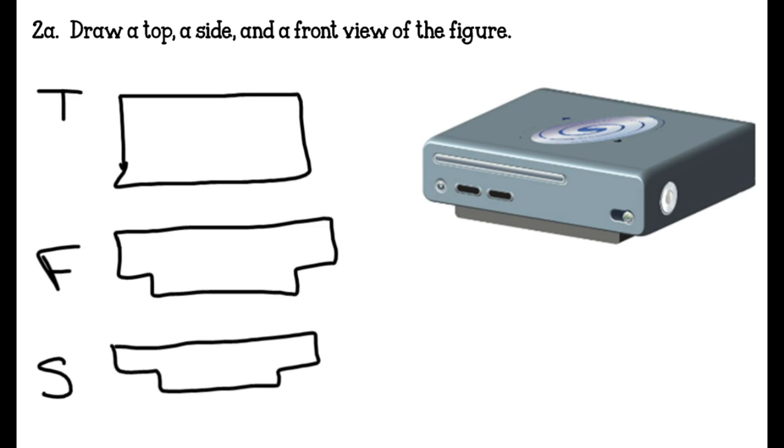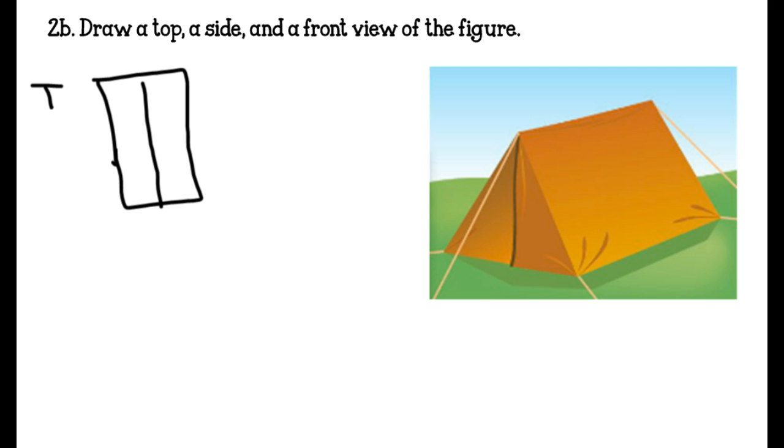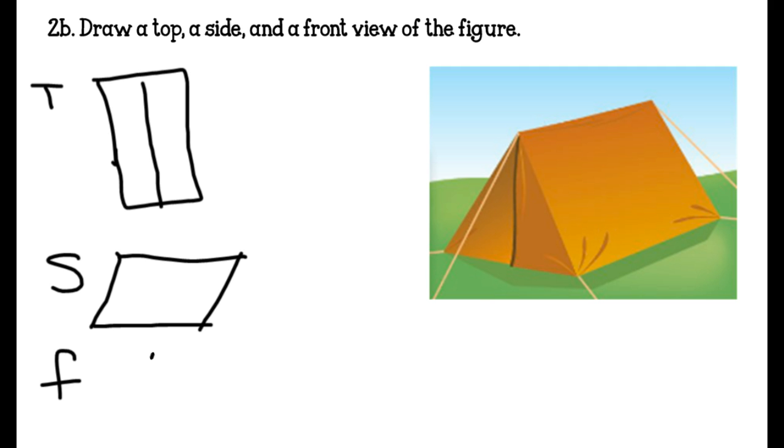And there you go. 2B, our top, as we look down on this tent, would be a rectangle. We might have a line down the center to show where the pole is, but it's not necessary. Our side view would be a rectangle. It would actually be kind of a parallelogram because it would have that slant to it. And then our front view would be a triangle.